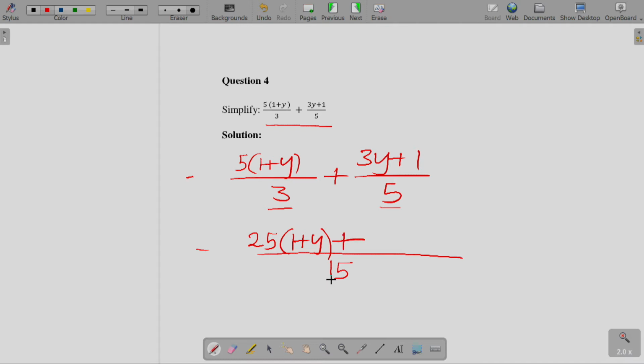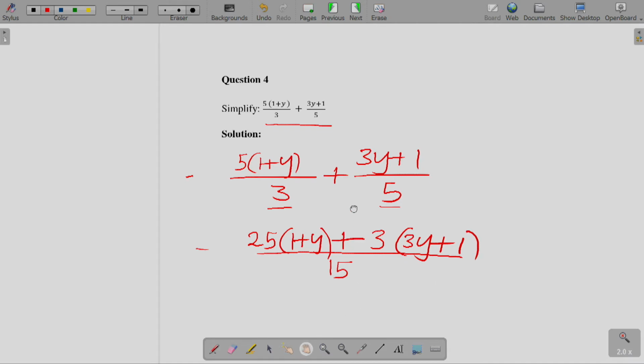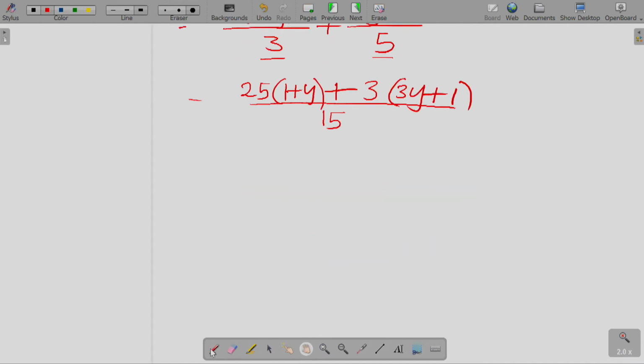plus 15 divided by 5 equal to 3. 3 times 3y plus 1, so we'll get 3 out of 3y plus 1. So now the following step is to remove the brackets. So these brackets can be removed as follows.